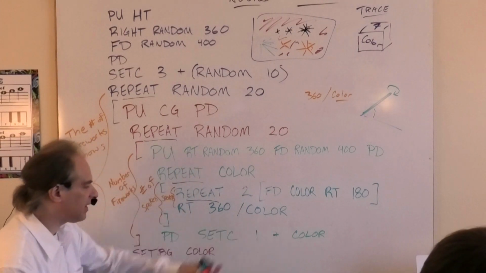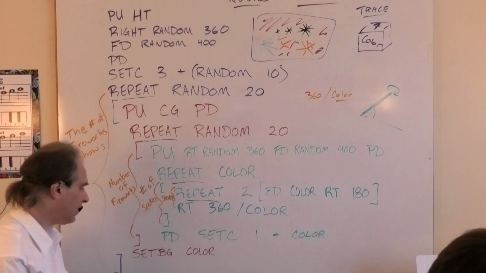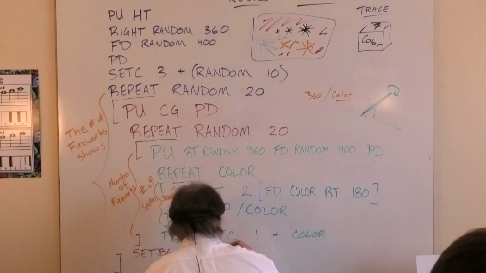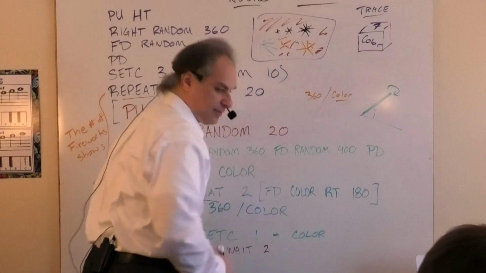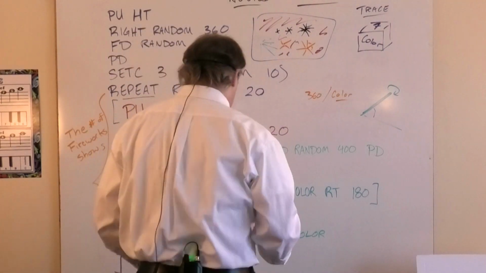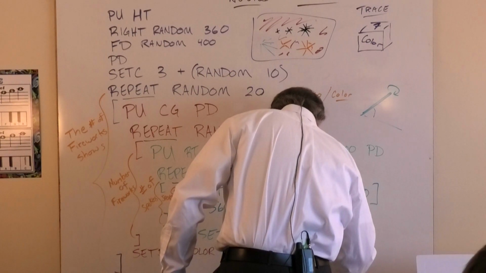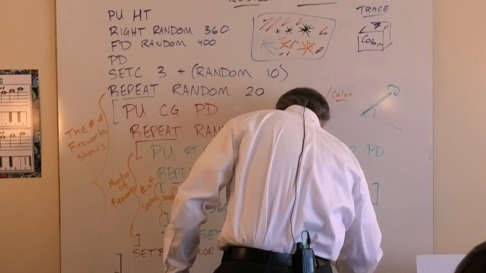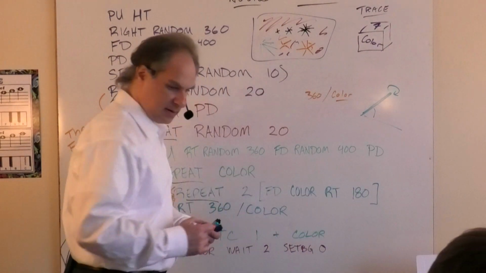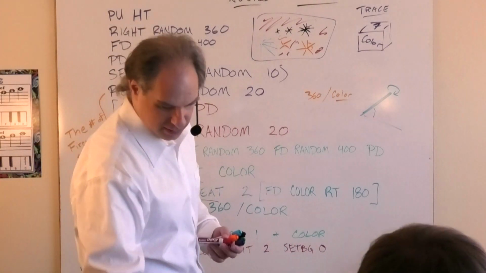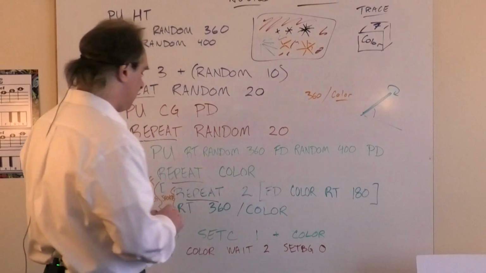So we're going to take the color of the last firework and just use that. And then we'll wait a little bit. Otherwise it goes too fast and you can't see it. And then set BG zero. Okay. And that's it.